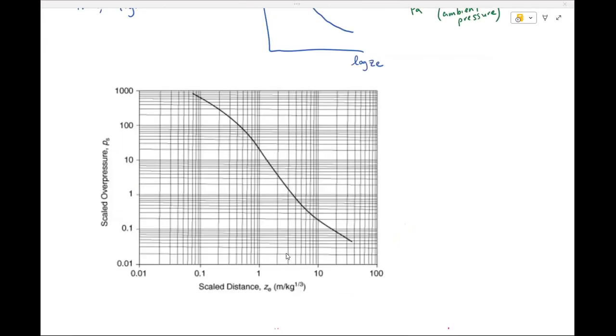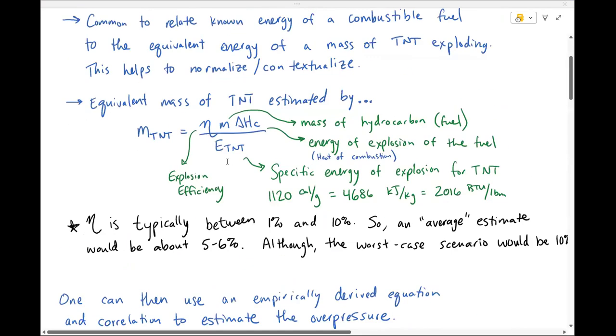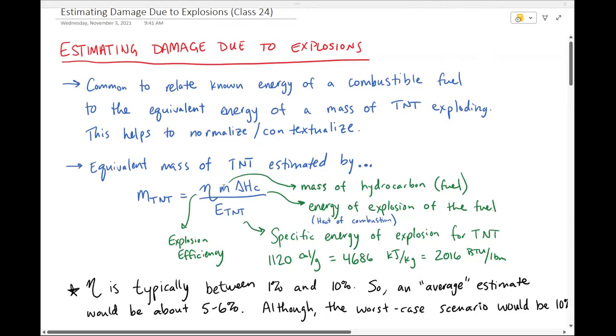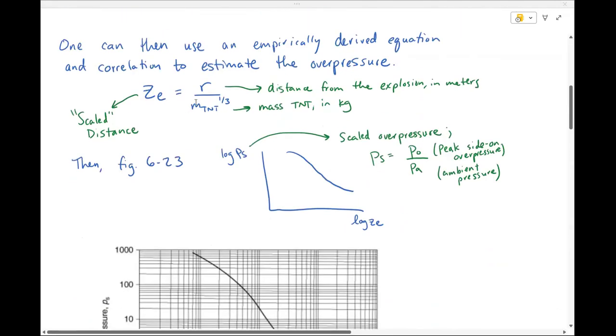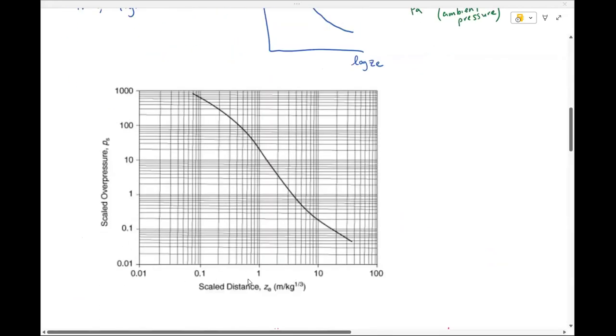So here's a better version of this figure 6.23 that I was talking about. Again, the procedure, just to review, is you take the mass of fuel that explodes and convert that to an equivalent mass of TNT. You plug the mass of TNT into this equation for the scaled distance. So you need to know the distance that you're concerned about. Convert that into a scaled distance. Then in figure 6.23, this is a log-log plot, you find the scaled overpressure.